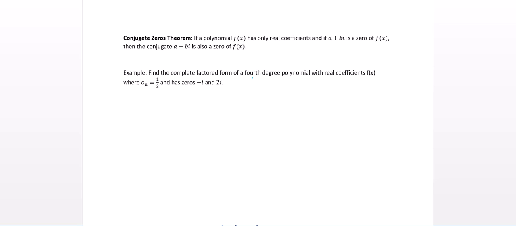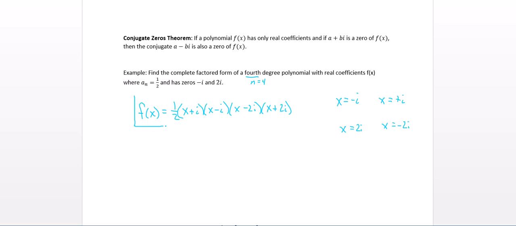So find the complete factored form of a fourth degree polynomial with real coefficients f of x, where the leading coefficient is 1/2. I have zeros of negative i. So I know x equals positive i must be a zero. And I have a zero of 2i, so I know that x equals negative 2i, the conjugate, must be a zero. We turn these into factors to get (x plus i) times (x minus i) times (x minus 2i) times (x plus 2i). Find the complete factored form. Done.